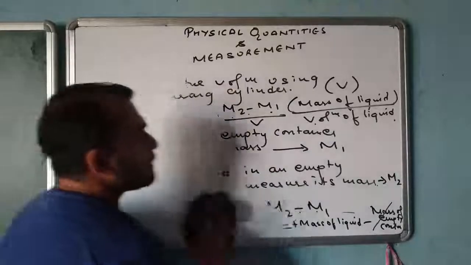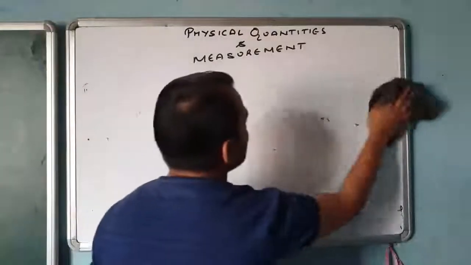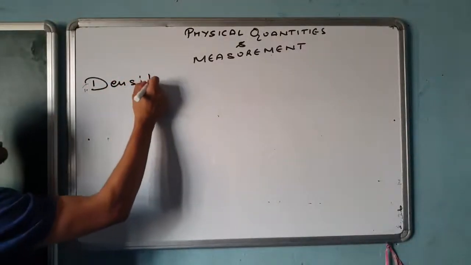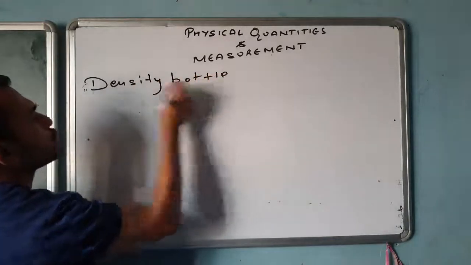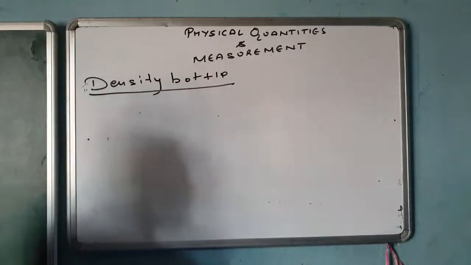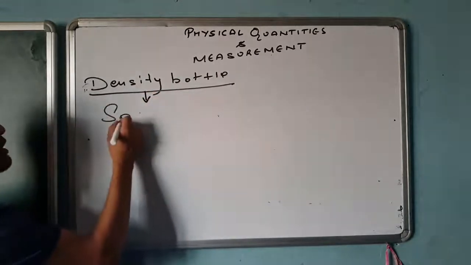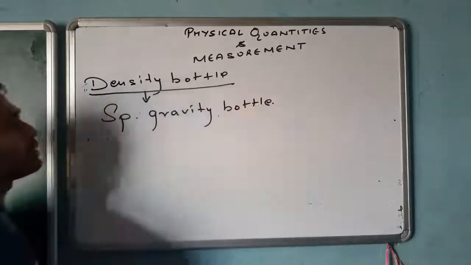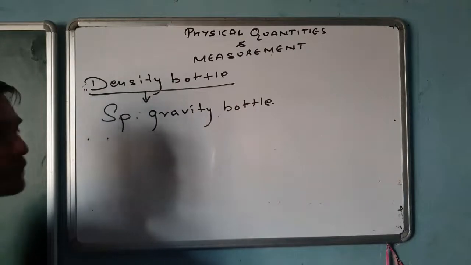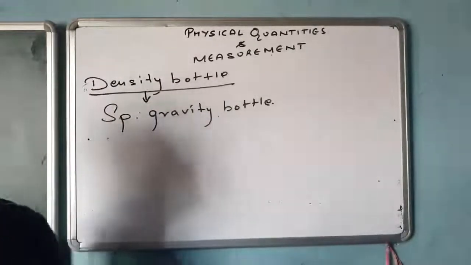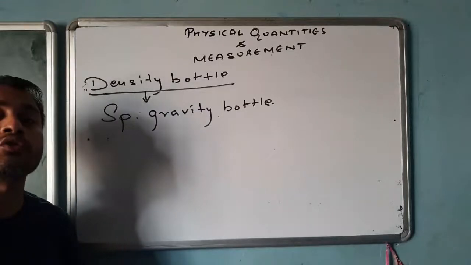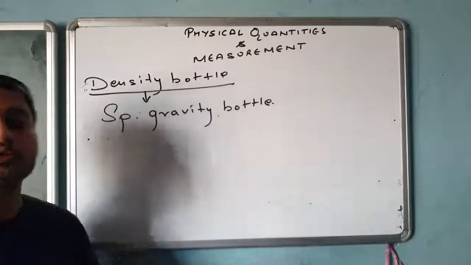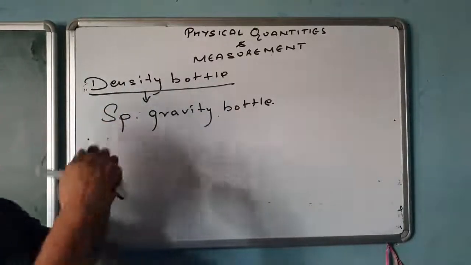The next topic we are going to discuss today, as I have already mentioned on the board, is the density bottle. What is the next topic? Density bottle. Now this density bottle is also called a specific gravity bottle. Okay? These are simple glass vessels. So when a question comes, what is a density bottle? What is a specific gravity bottle? Why do we use a specific gravity bottle? Why do we use a density bottle?